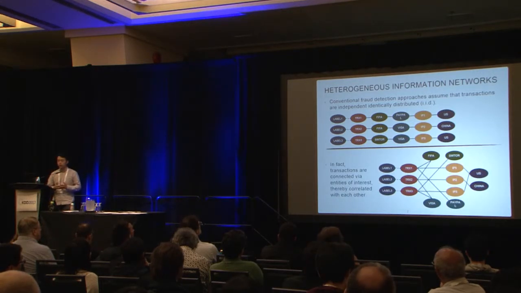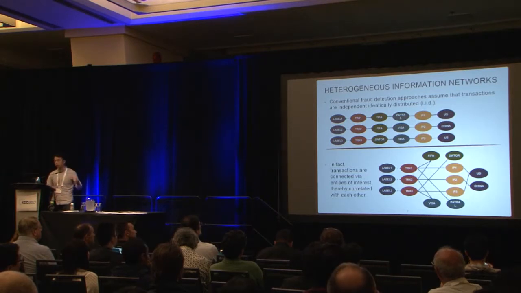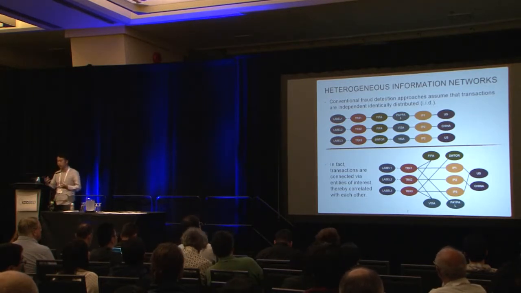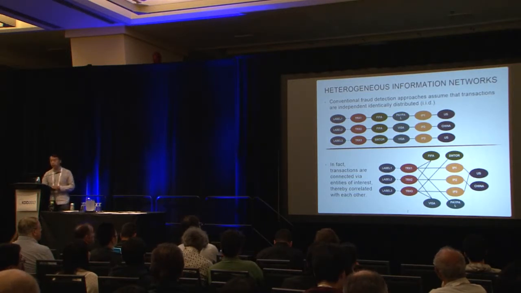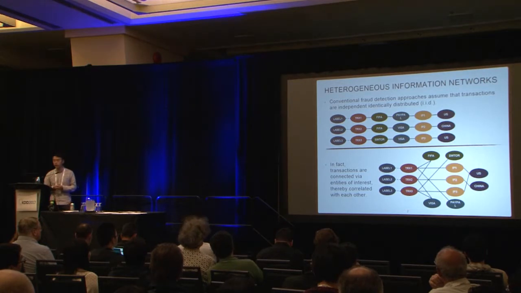However, all these features, from a graph mining perspective, are just different types of entities. So instead of treating them independently, we can create links between different types of entities. In this case, we can form heterogeneous information networks from this toy example. Essentially, a heterogeneous information network is a type of network that contains multiple types of nodes or multiple types of links.